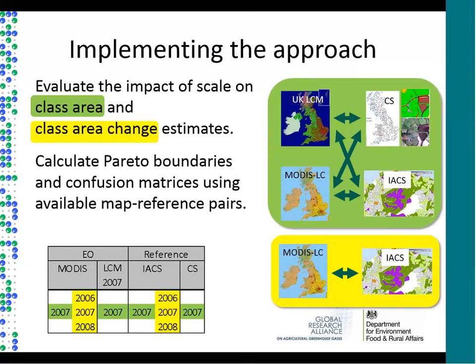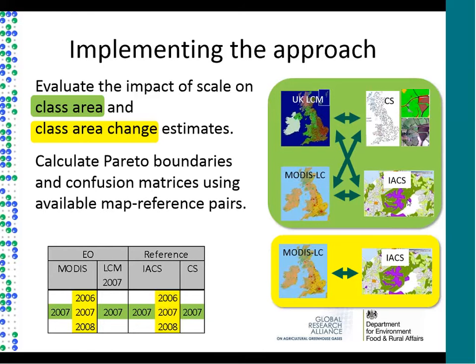We had to work with the data that was available to us. So we had the land cover map at 25 meter resolution for 2007, and the CS reference dataset was also available to us for 2007. We had the MODIS land cover map and the IACS reference dataset, which were both available for every year, and we chose the period 2006, 2007 and 2008 to work with.